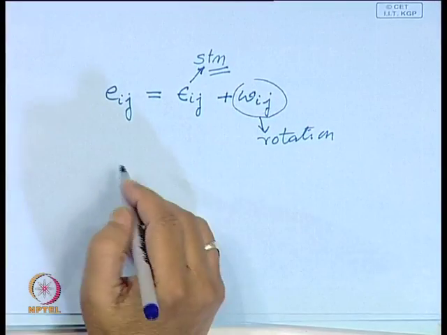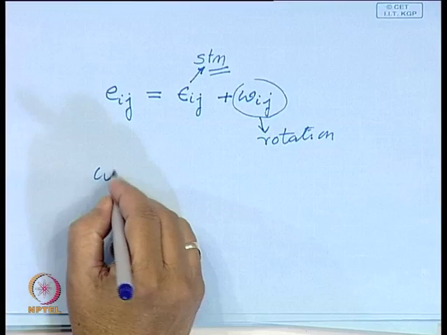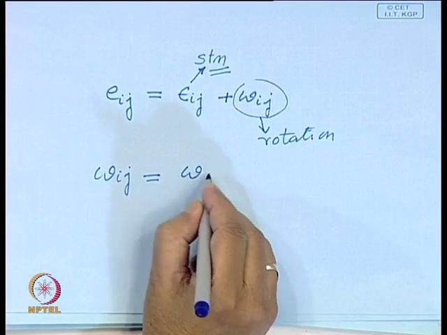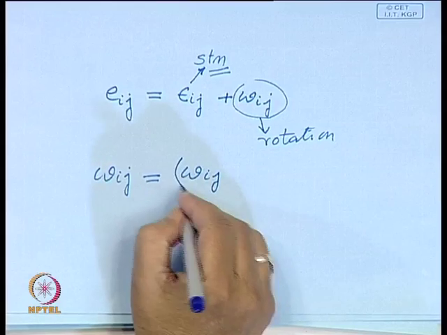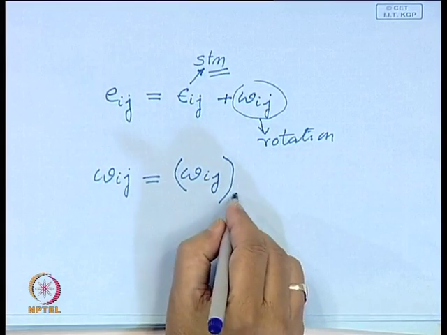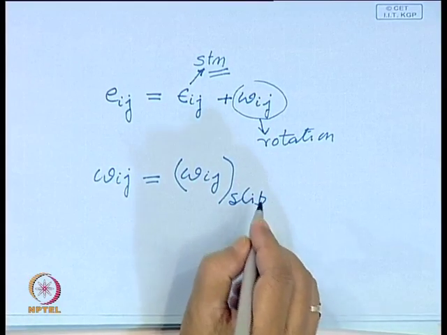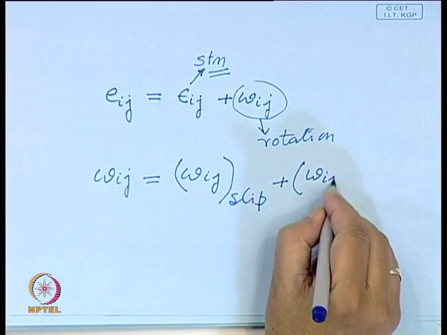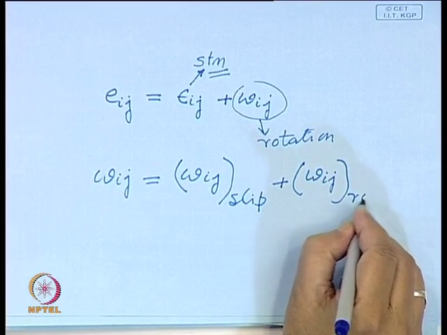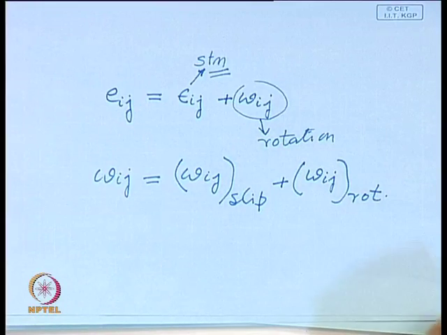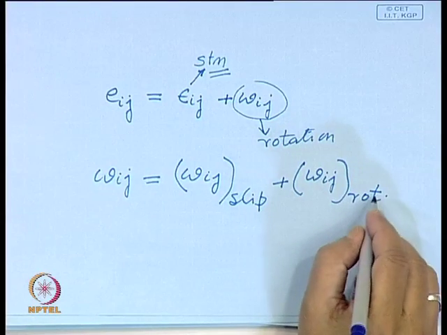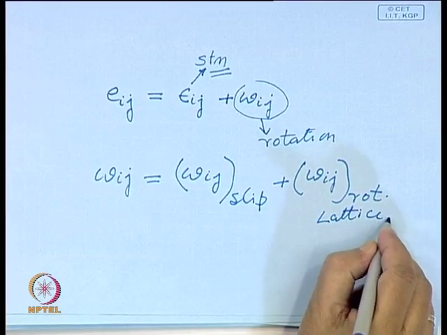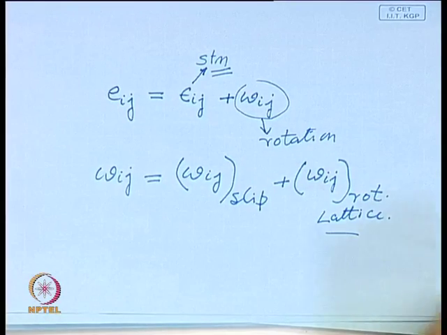So, actually there are two things happening. This rotation is made up of two components. One is the rotation because of slip, where the deformation takes place because of slip, and the second is the rotation of the lattice. This rotation is called lattice rotation.